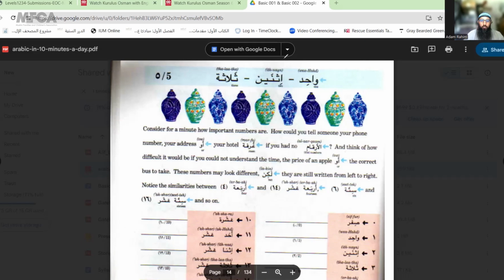Okay, so if you remember, we talked about marfu', majroor, mansoob, right? The case ending of a word, whether it's going to be kitabun or al-kitabu, right? Or it's going to be kitaban or al-kitaba, or kitabin or al-kitabi, right? You guys remember that? Vaguely? Yeah, a little bit. I don't know. If you look back at your notes, you'll notice, or you look at the video lesson.